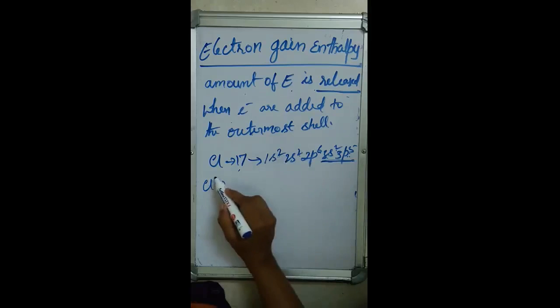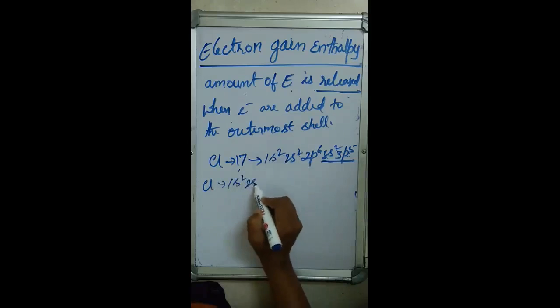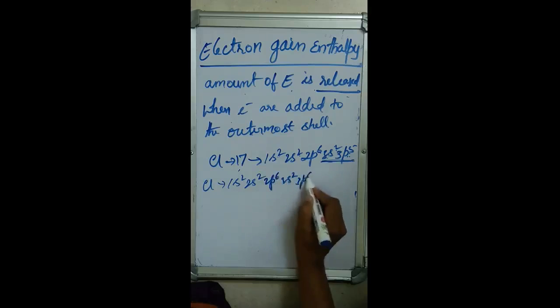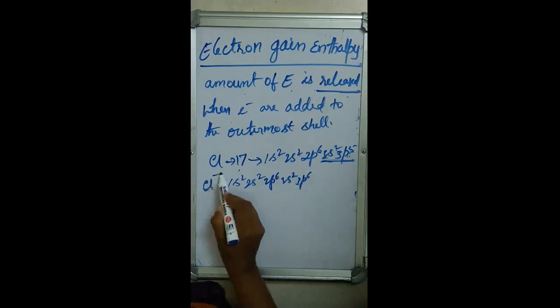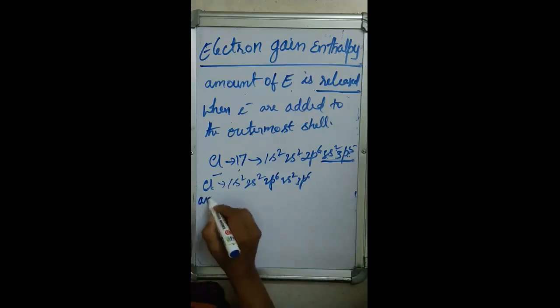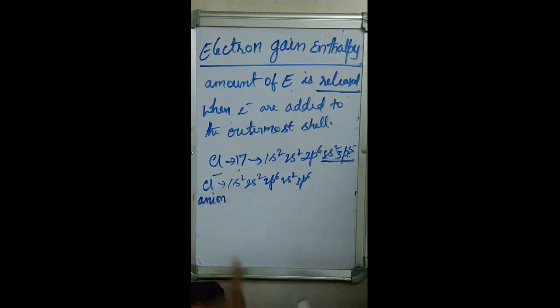So if I add 1 electron to the 3p5, it becomes 3s2, 3p6. So this chlorine becomes Cl minus, the chloride anion. This is an anion, negative sign. So how is an anion formed? By the addition of electrons to the outermost shell. How is a cation formed? By the removal of electrons from the outermost shell.